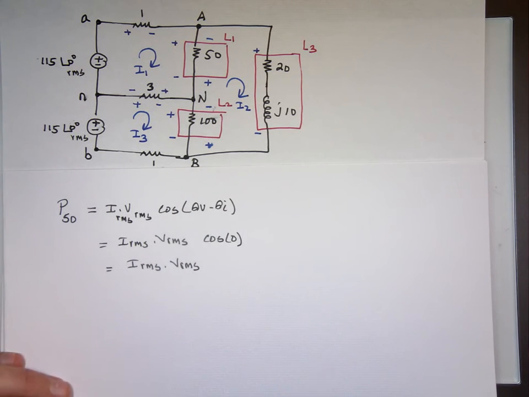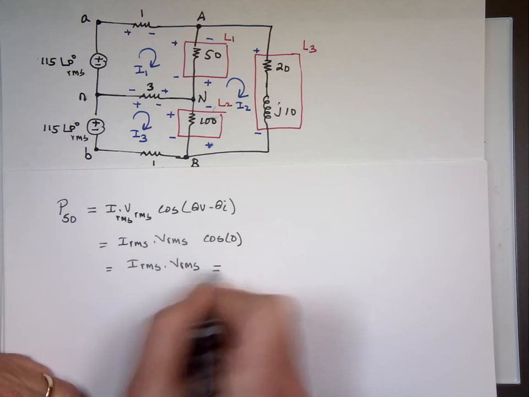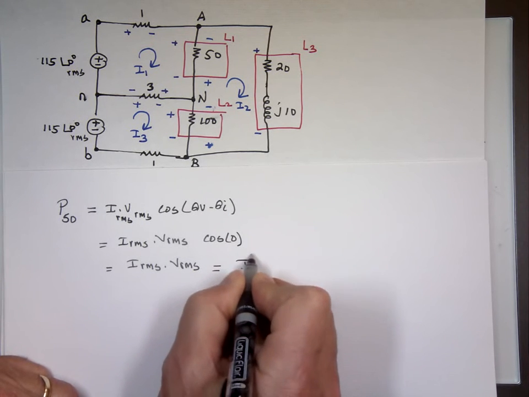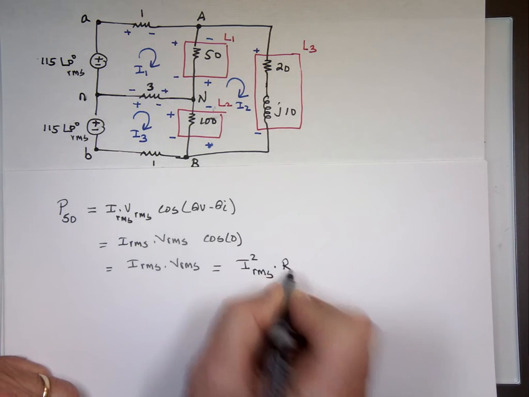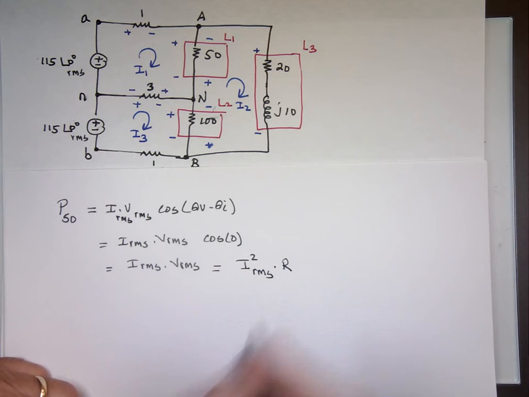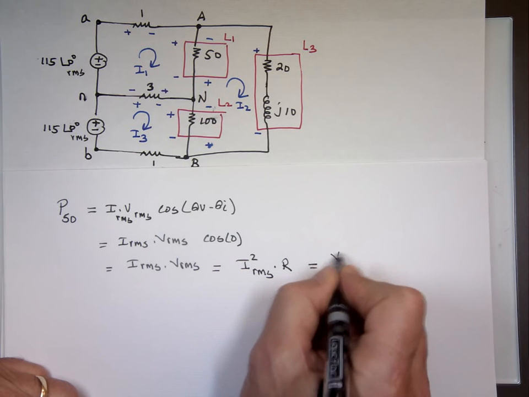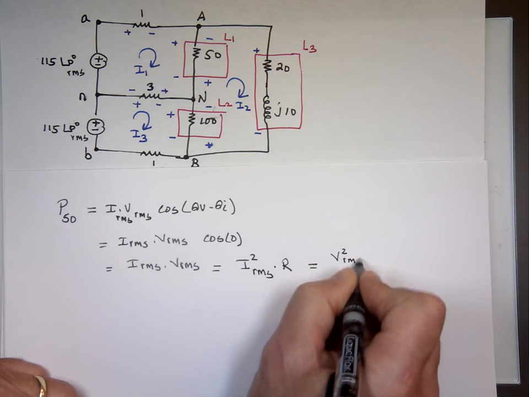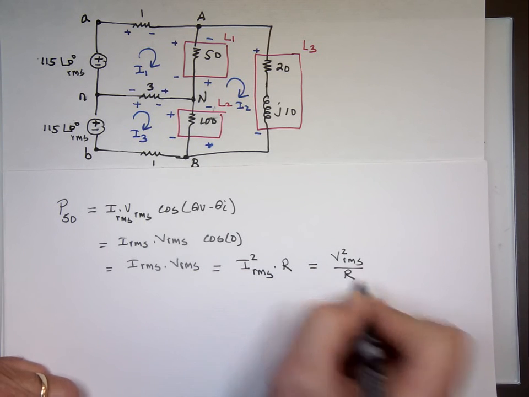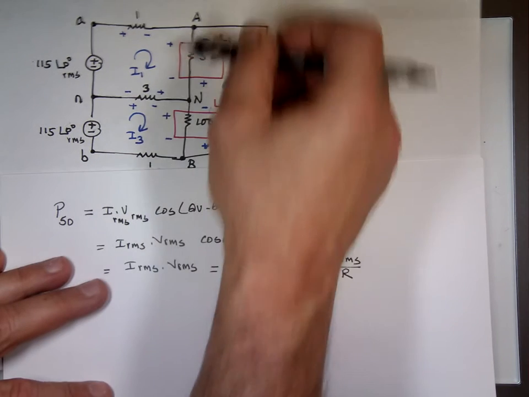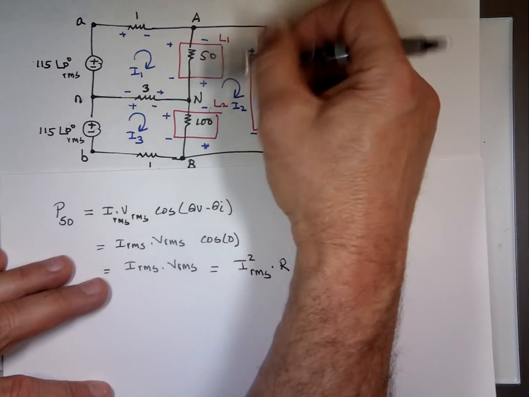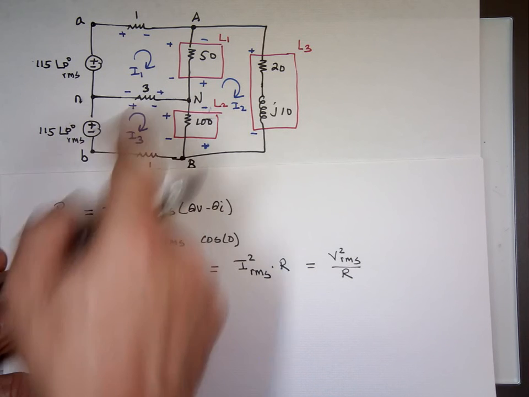And if I use Ohm's law, V equals I times R, this will be I squared R. Or if I have the voltage, I can use V squared over R. I can use any one of them. Well, I know the current through this resistor. The current down is I sub 1 minus I sub 2.